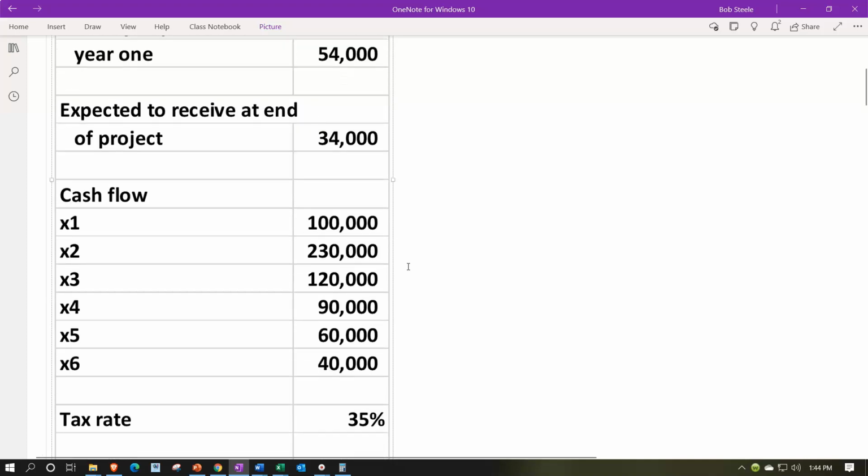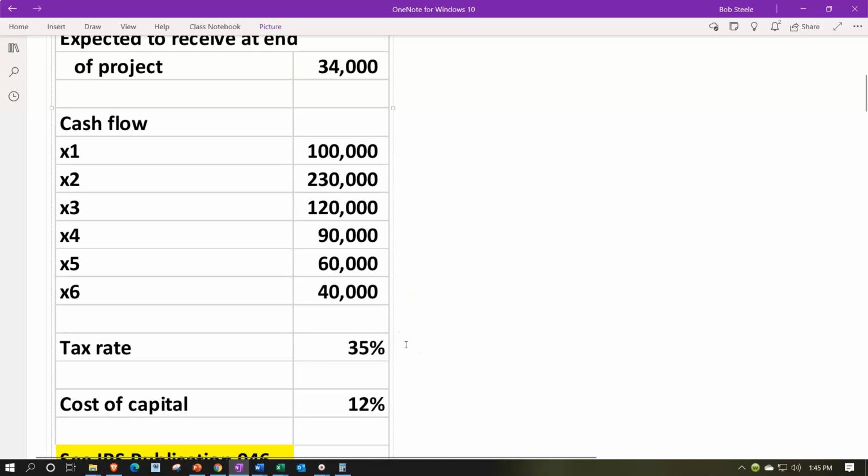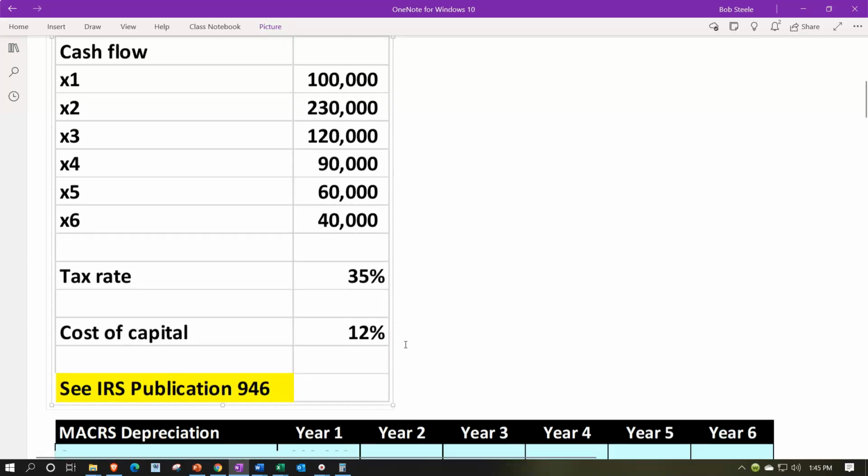We expect that this project, or this investment, will result in either, you could think about them as savings or added inflows of the following for the next 6 years. Year 1, $100,000; year 2, $230,000; year 3, $120,000; year 4, $90,000; year 5, $60,000; year 6, $40,000. Tax rate, we're going to say, is 35%. Cost of capital is going to be 12%.